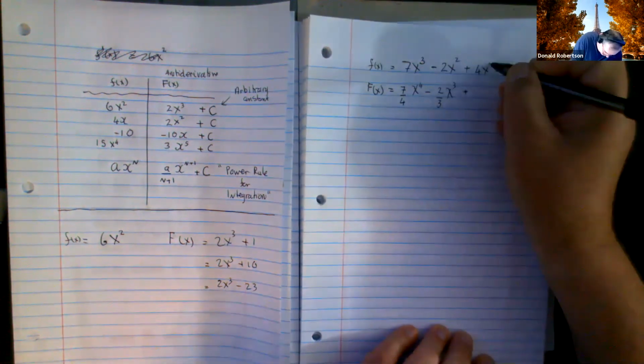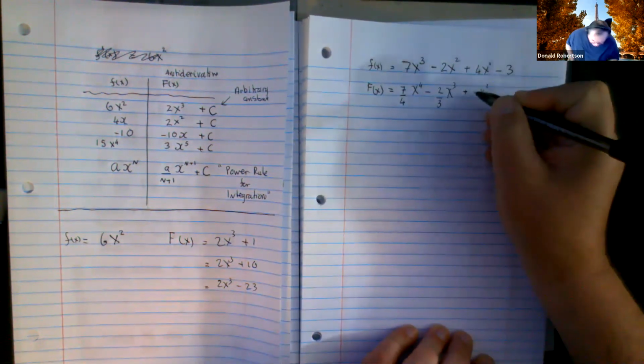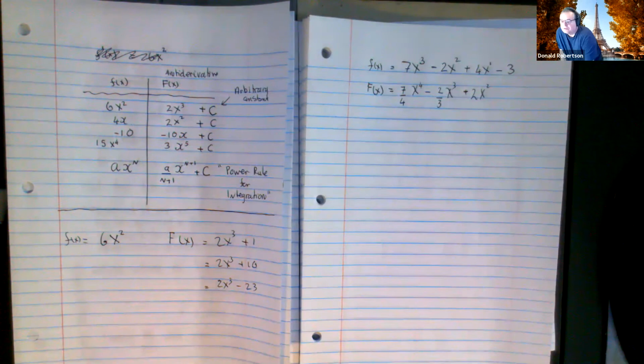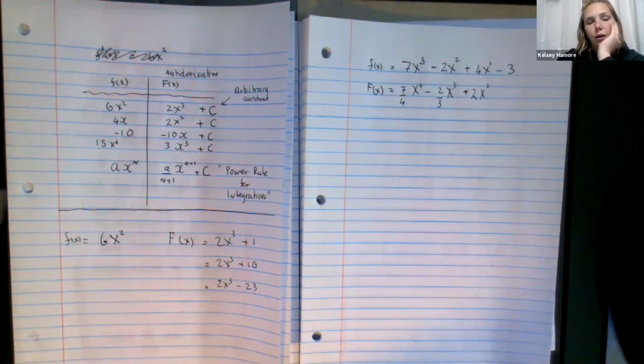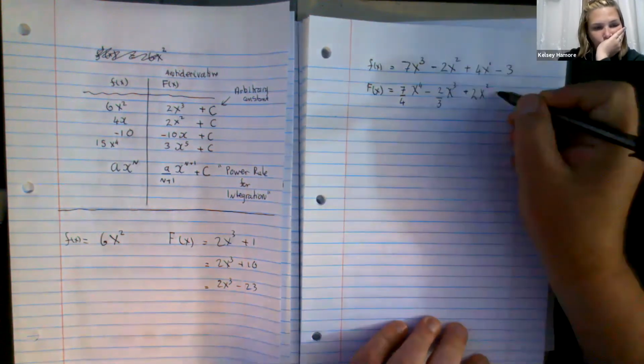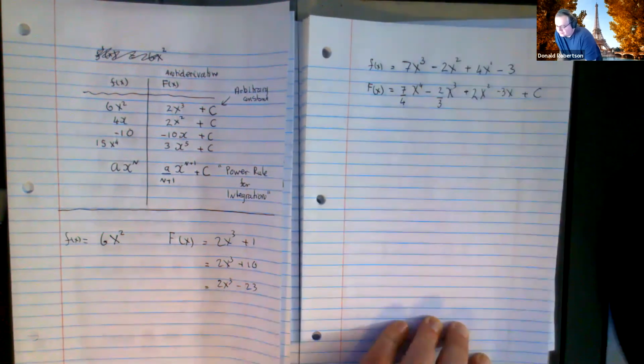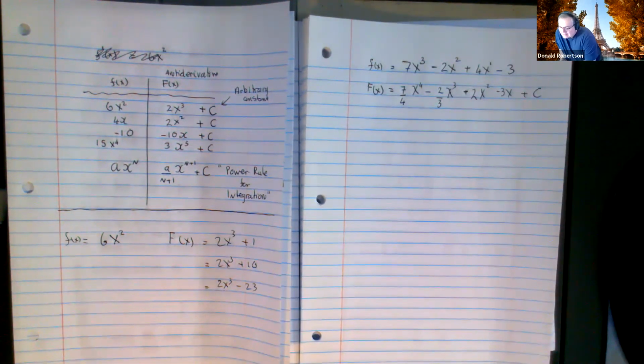Okay, so 4x. What does 4x become? Well, if you imagine that there's a 1 there, you add 1 to the power, and then you divide by the new power, so you get 2x squared. And lastly, what does the number -3 get us? The antiderivative of -3. Wouldn't it just be a C? Be negative 3x. Yeah. And then you get your C that you wanted. So the C is there, it's just there.